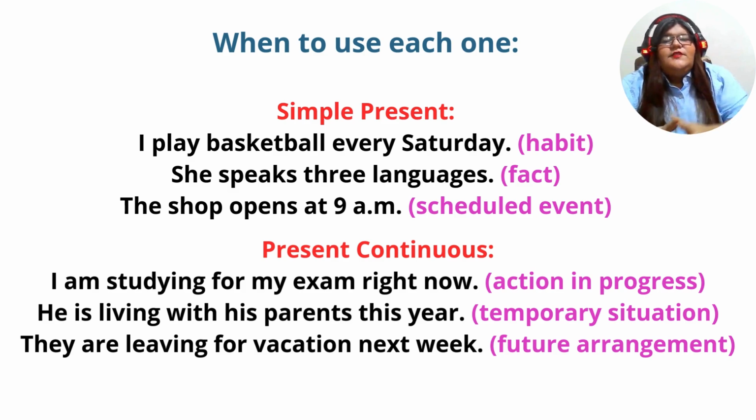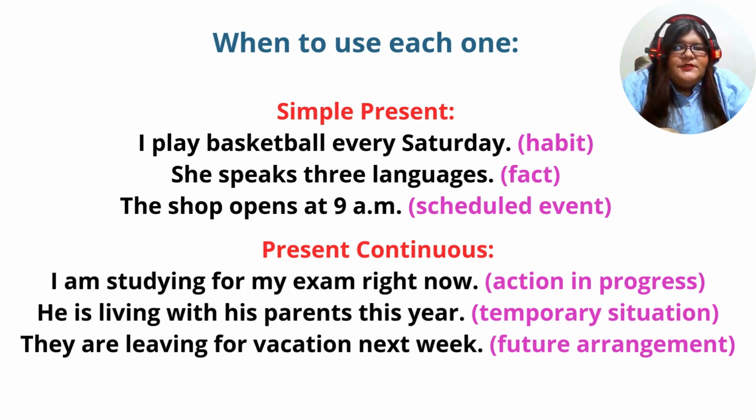So now, to make a difference between them, we will see when to use each one in which situation. For example, in simple present: I play basketball every Saturday. This is a habit that I have, right? She speaks three languages. This is a fact. The shop opens at 9 a.m. This is a scheduled event.